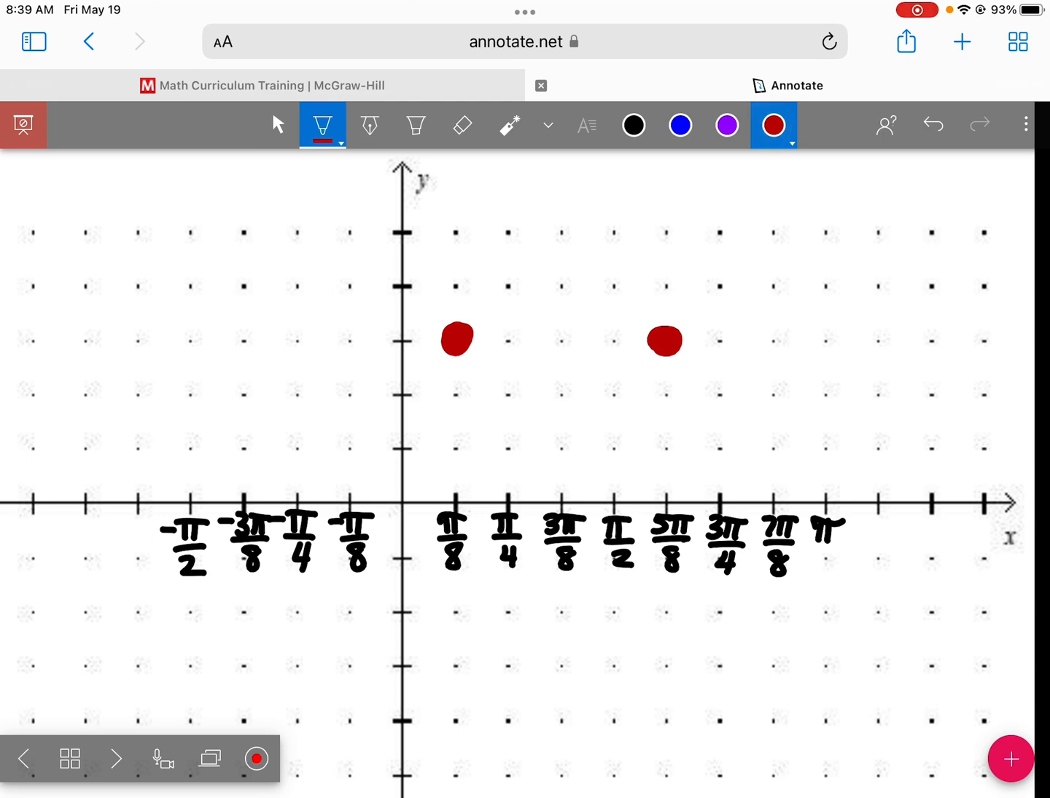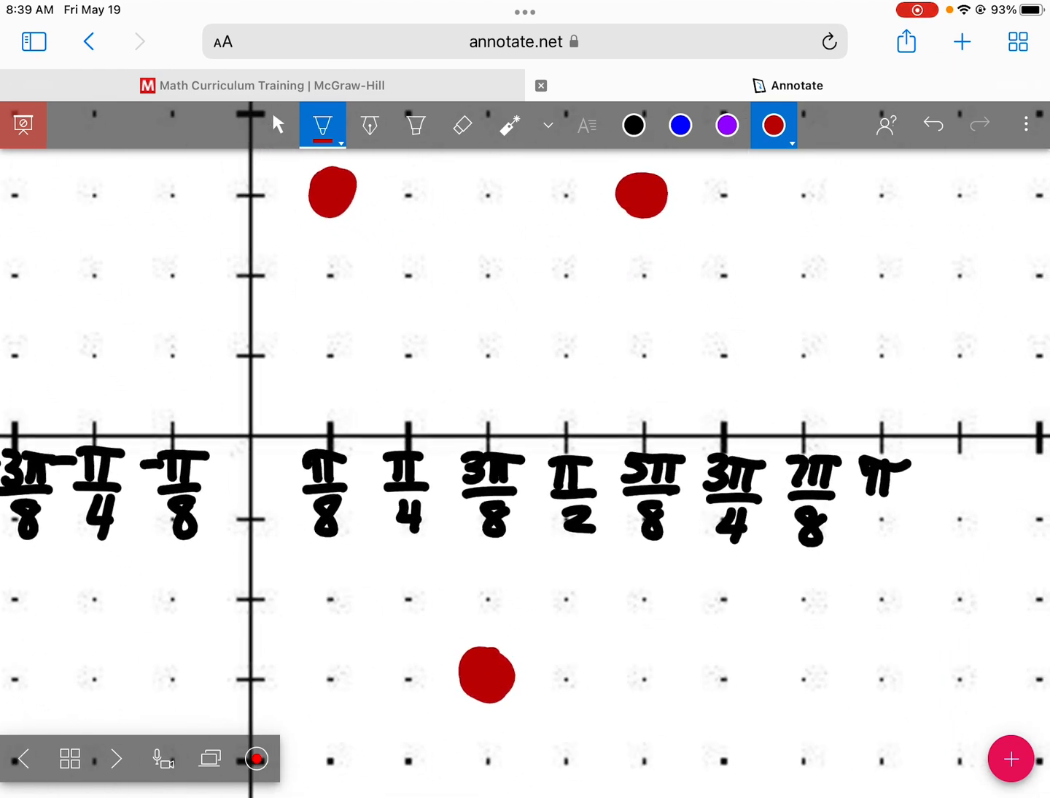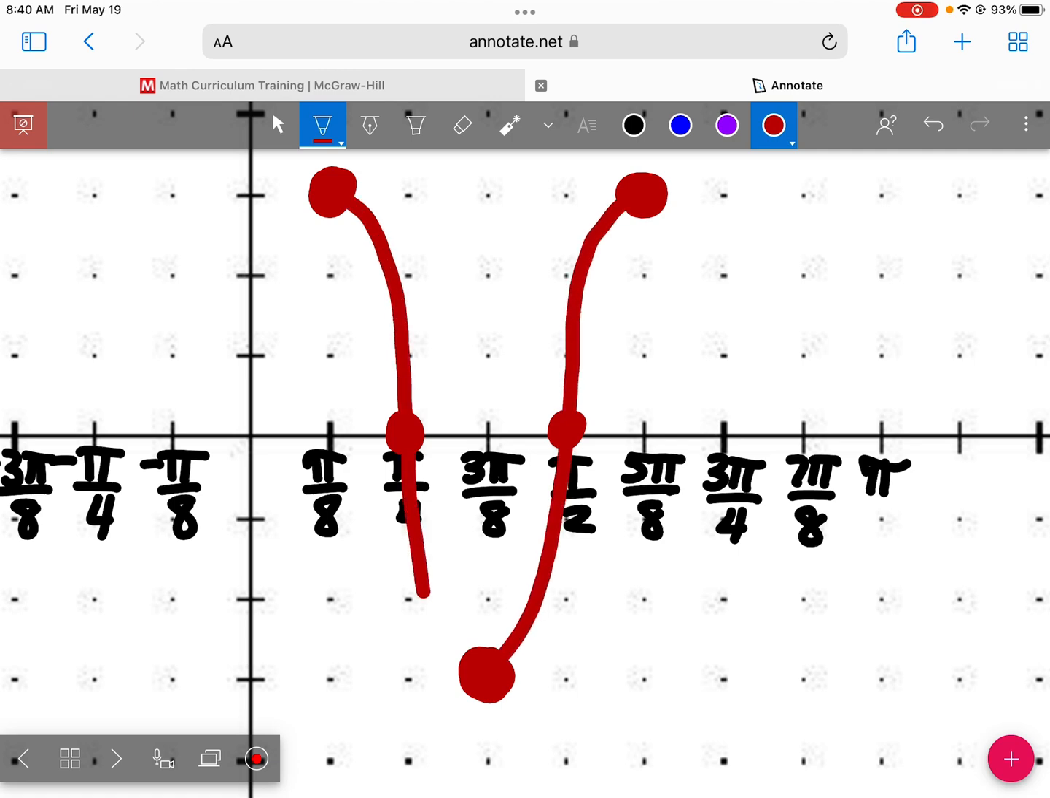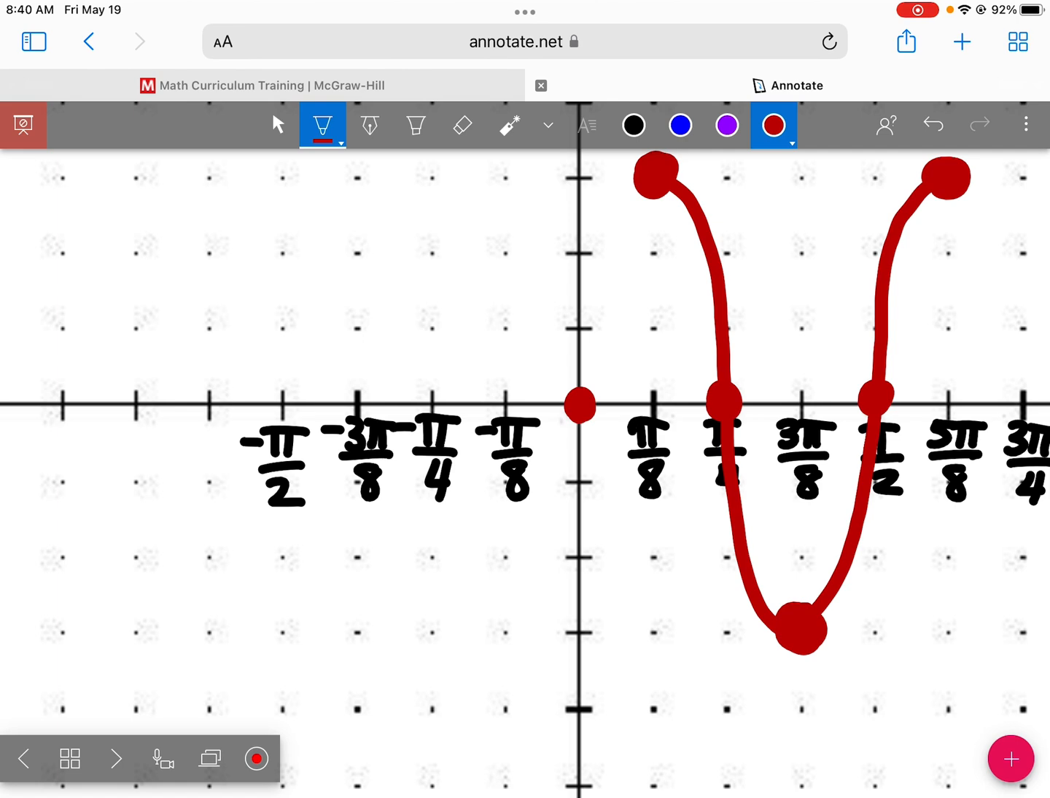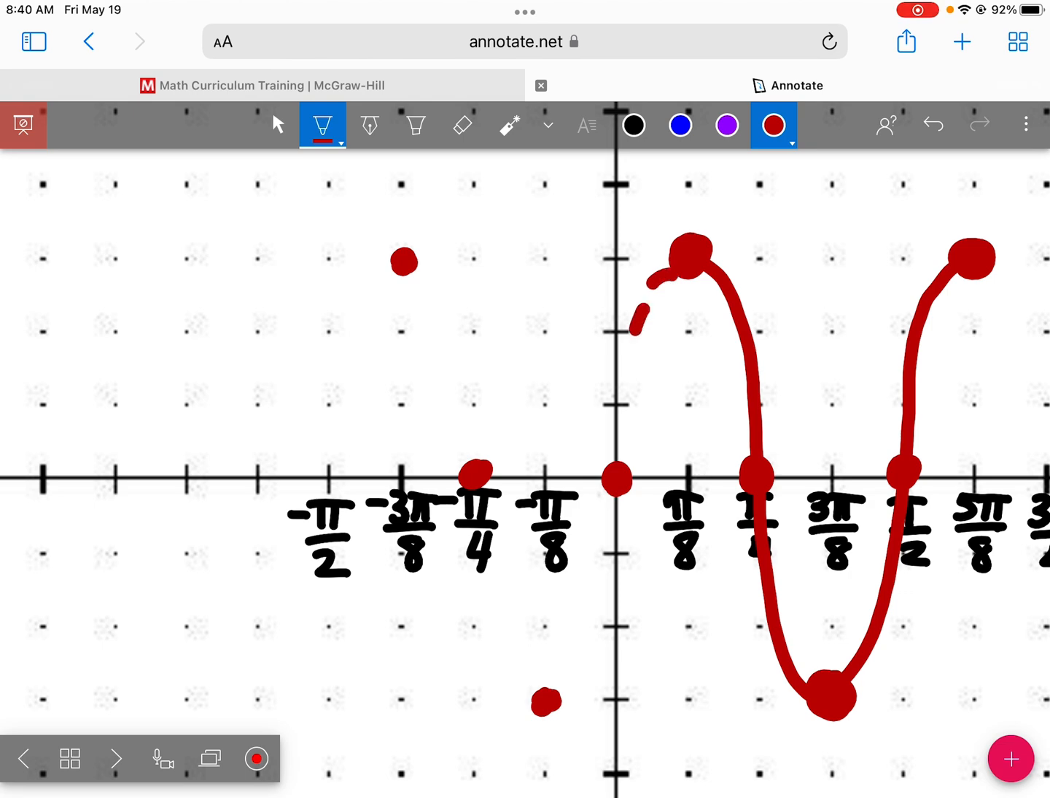What happens exactly halfway in between there? It's going to go down to its minimum, so down to -3 down here. Halfway in between a maximum and a minimum, what happens? It hits the midline, which in this case is our x-axis, so pi over 4 and pi over 2. So here's one period of my cosine graph. And then I'm going to repeat that pattern one more time to get my second full period here.